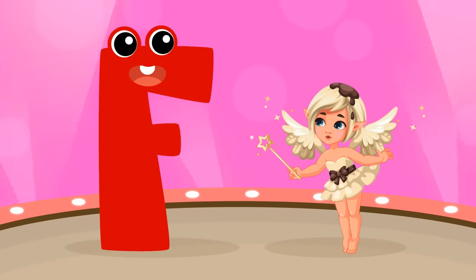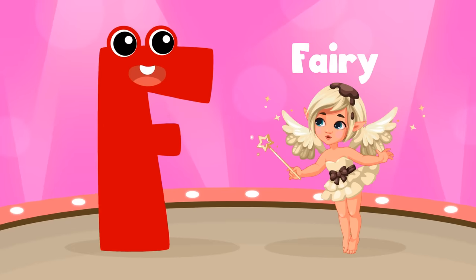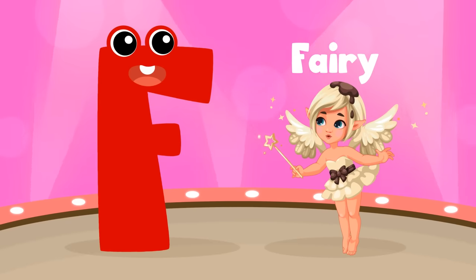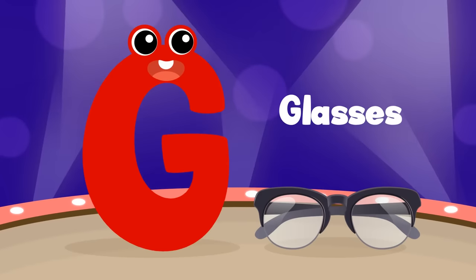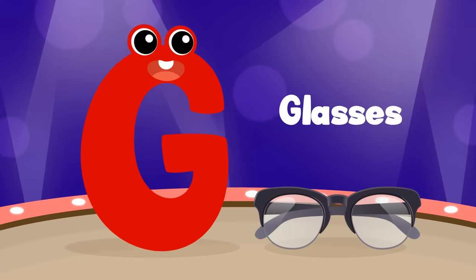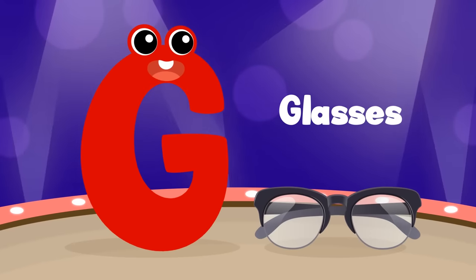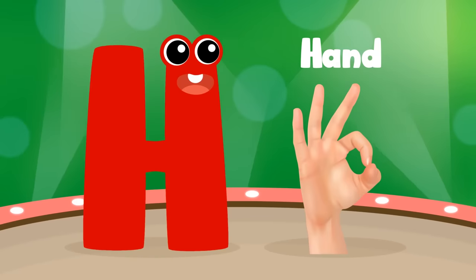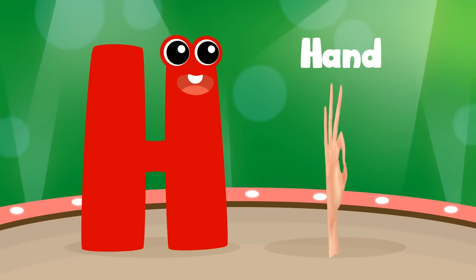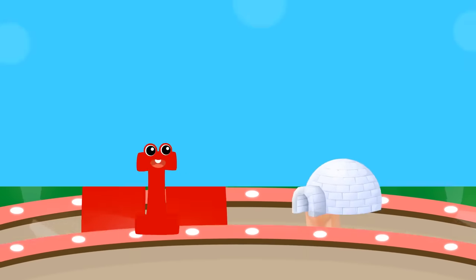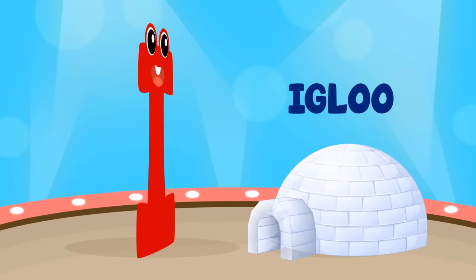F is for fairy, fairy, fairy. F, fairy. G is for glasses, g, g, glasses, g, g, glasses. G, glasses. H is for hand, h, hand, h, h, hand. H, hand. I is for igloo.